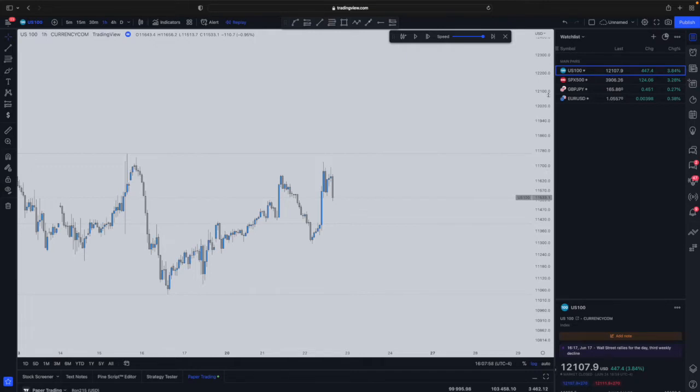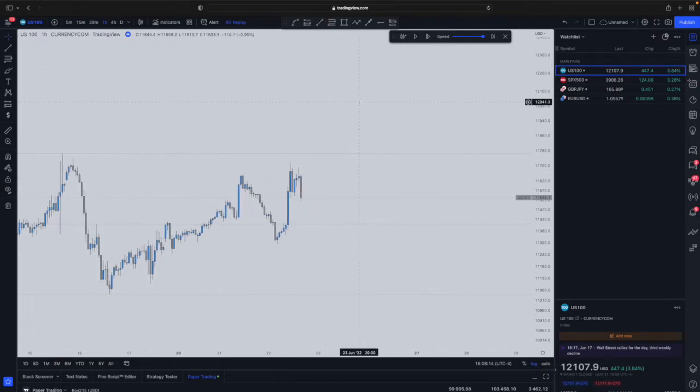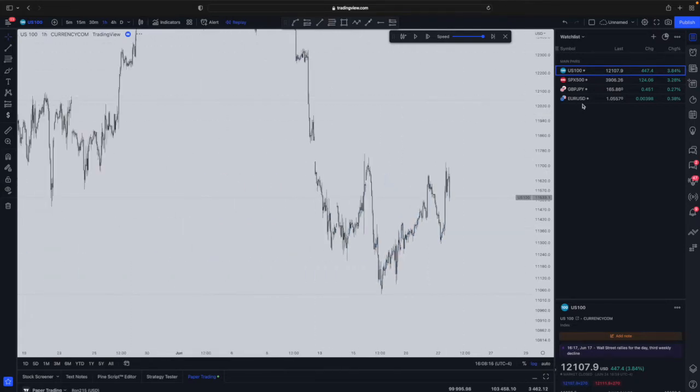So today I want to talk about this NAS100 setup I sent out to my signals chat and my mentorship chat. This was a great trade. I just want to break it down for you guys and show you the thought process and how the trade went down. So here we have NAS100.